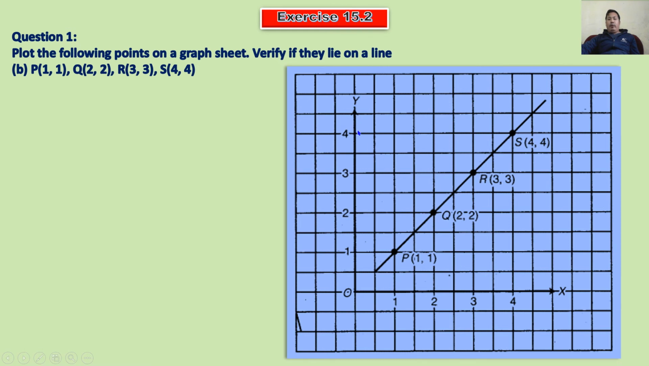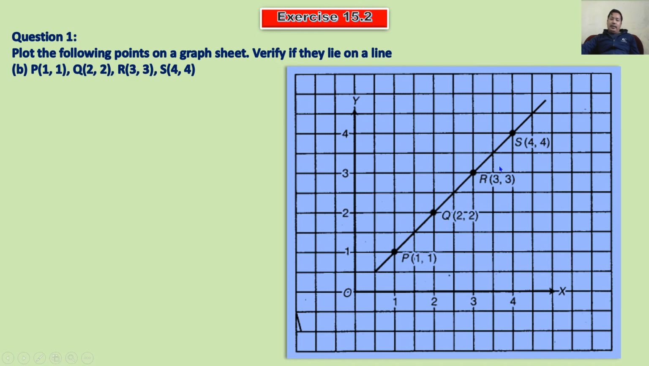Why we have taken up to 4 only is that you can see that the highest value of the coordinates is 4 here, for the y and also for the x, so we will take the highest value as 4. You can take 5 also, it doesn't matter, as per the convenience of your graph paper. Then let us start to plot.